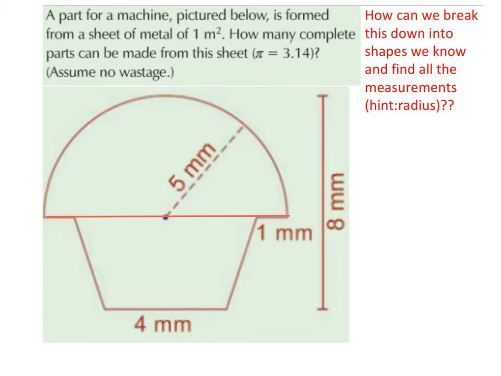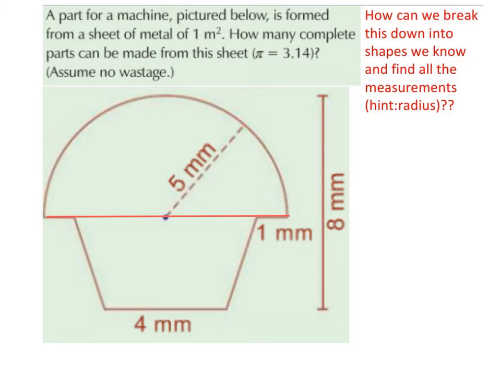And then we're going to divide that into 1 meter squared to see how many complete parts we can get. So we need to figure out what the dimensions are. This is going to be the radius of our semicircle. So if from here to here is 5 millimeters, then this entire red line is going to be 10 millimeters, because 5 times 2 is 10.